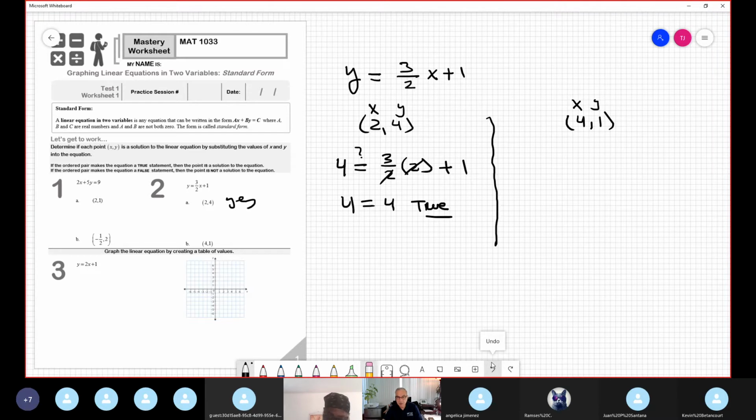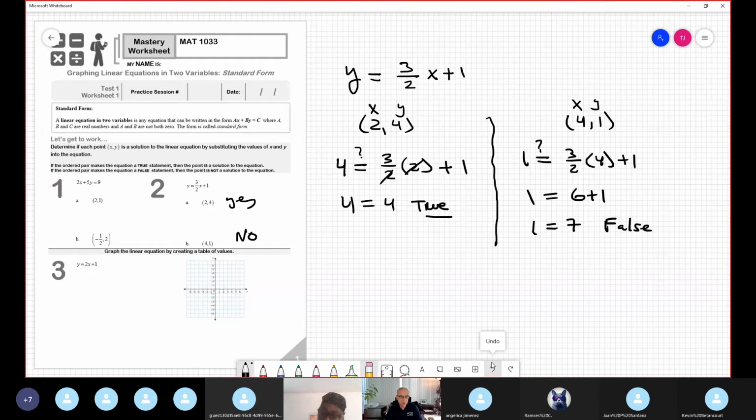Let's see. Again, now substitution. Y, 1, should be, I need to claim that, 3/2 is the equation, 4 plus 1. Well, in this case, you can simplify a little bit. Oh no, this is 3 times 4 is 12 divided by 2 is 6 plus 1. Should be 1. 1 equals 7. This is completely false. It's a false statement. Therefore, the answer is no. This point does not belong to the line.